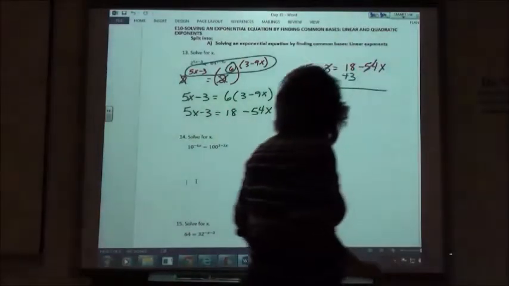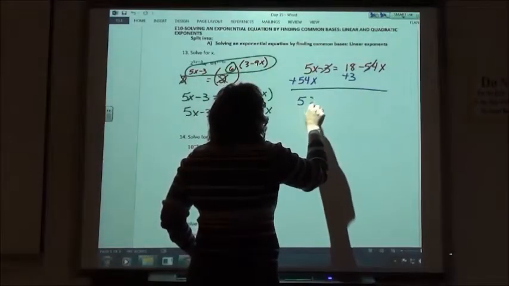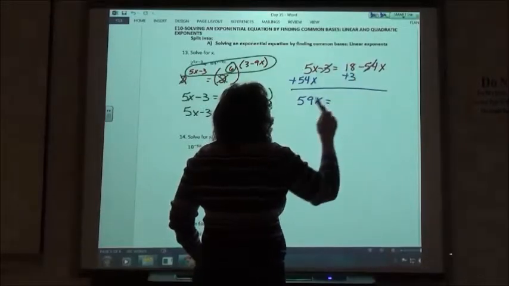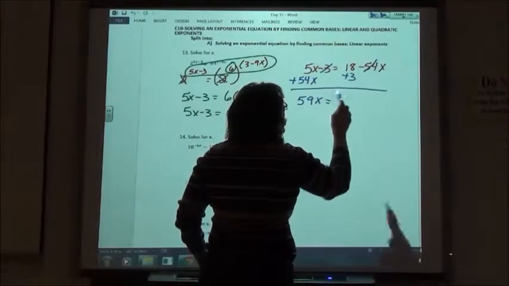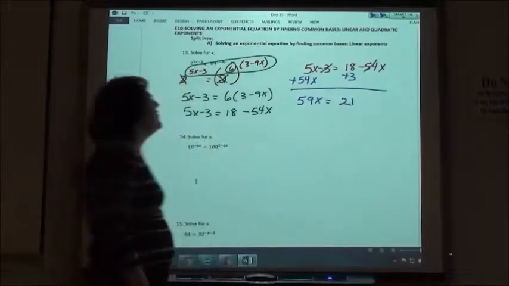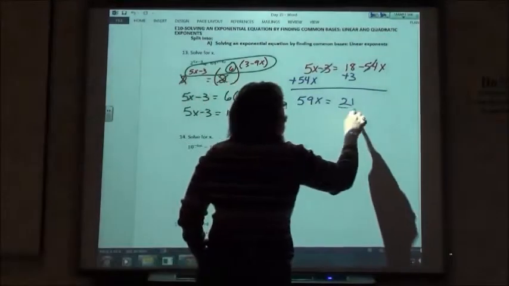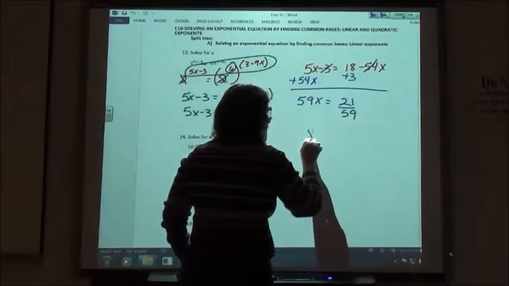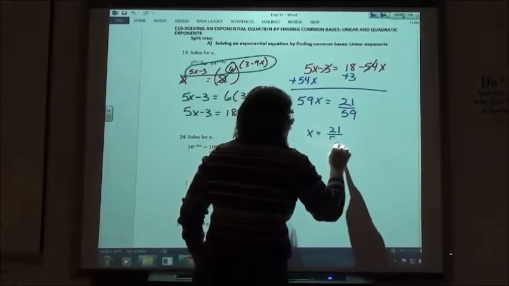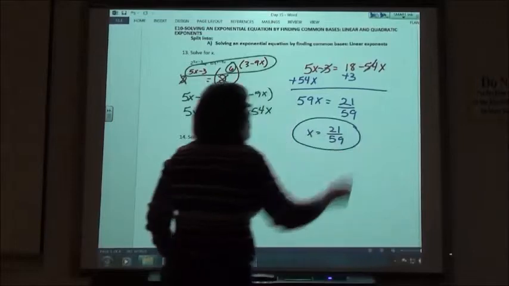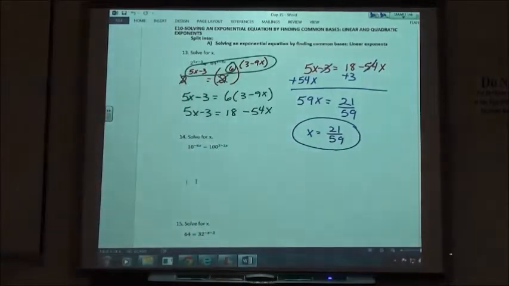So 5 plus 54 would be 59x. 18 plus 3, 18, 19, 20, 21. So 59x equals 21. I'm going to solve that by dividing by 59. I don't think that reduces down. So 21 over 59 would be my answer.